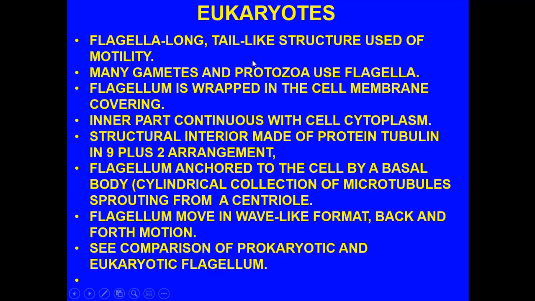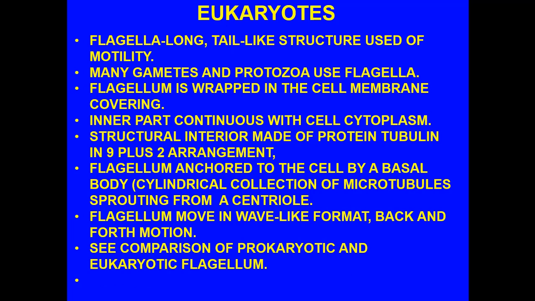The flagella is a long tail-like structure used in motility. Many gametes and protozoa use flagella. The flagellum is wrapped in a cell membrane covering. The inner part is continuous with the cell cytoplasm. The structural interior of the flagella is made up of the protein tubulin, and they are arranged in a 9+2 arrangement, which I'll show you in a micrograph in a moment. The flagellum is anchored to the cell by the basal body. So this is a cylindrical collection of microtubules, and they sprout actually from the centriole. The flagella move in a wave-like format, back and forth motion.